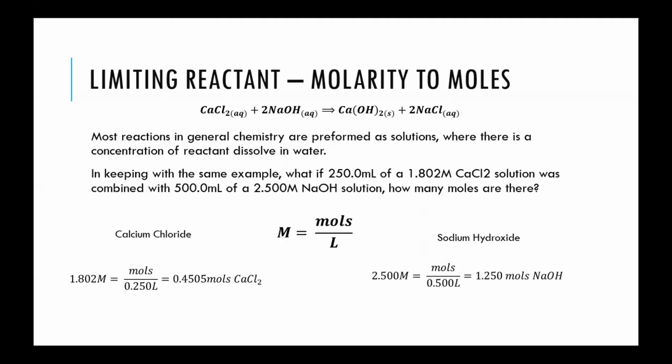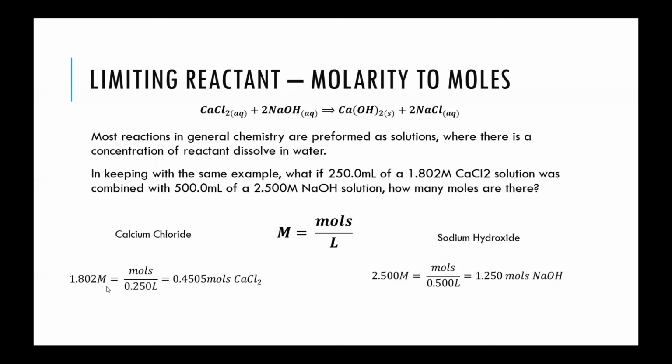have to go about finding how many moles there are of each component. And to do that, you're looking at the molarity equation. Molarity equals moles over liters. So to find the number of moles, you will multiply both sides by liters, by the volume, and that will equal the number of moles. So the molarity times the volume in liters gives the number of moles.